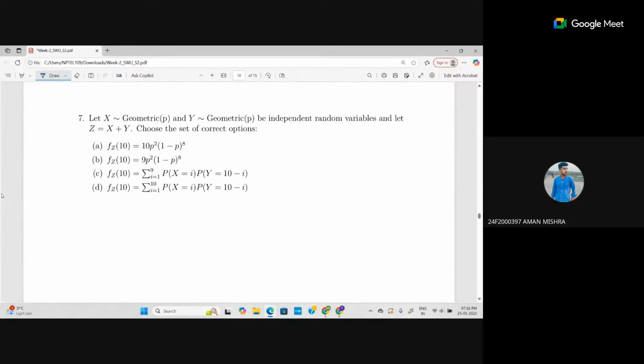Okay, then this one. Here x is following a geometric distribution with parameter p, and y is also following a geometric distribution with parameter p, and both are independent random variables, and z is equal to x plus y. Then you have to find fz at point 10. So try to find the value of fz at 10 and see which option matches your correct answer.